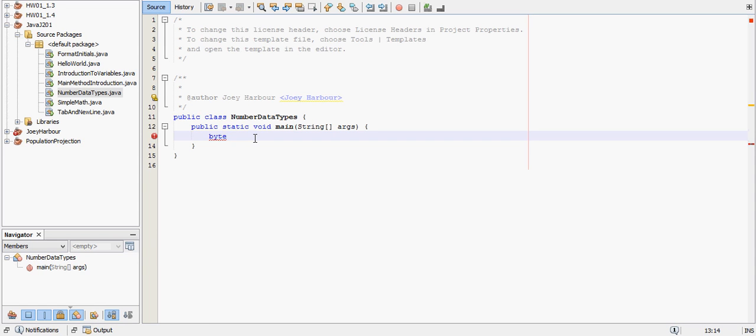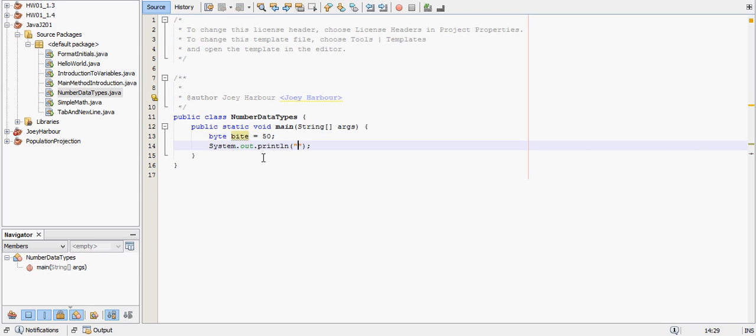So I can type in byte, on the stuff that's easy to remember. The name of our byte is byte, so it's easy to remember. Equals, let's go with 50. Now a byte can be anywhere from negative 128 to positive 127. It has to be one of those numbers or something in between them. And it cannot have a decimal. I'll show you how these work. Like I said, you can't have a decimal.